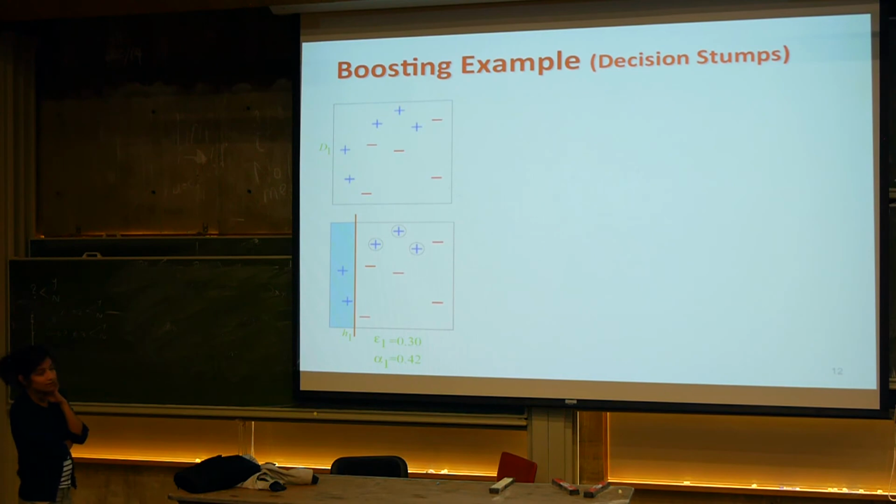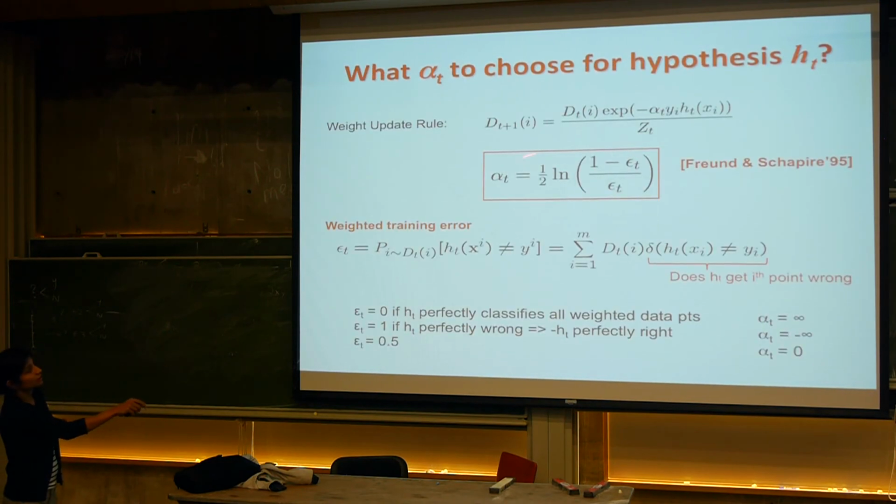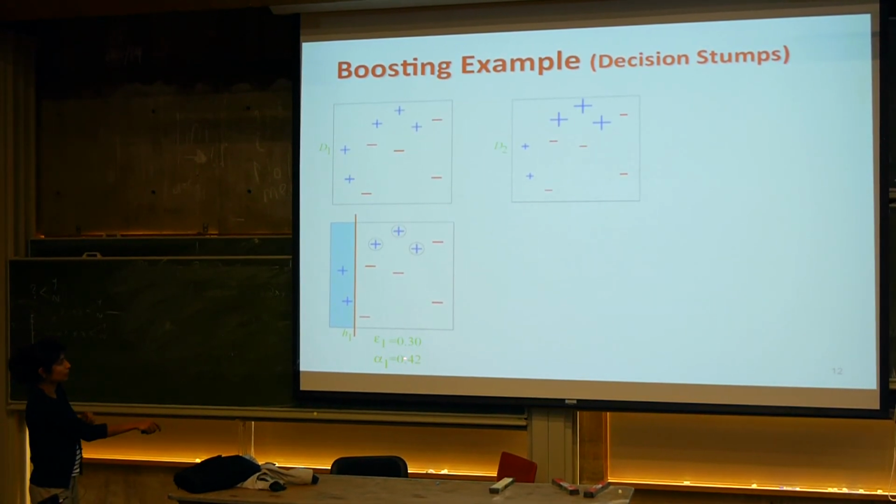So this is in fact the first weak learner you will learn, and it has an error rate on the weighted training data. So the weights are now equal. So you make a mistake on 3 out of 10. So you have epsilon 1 of 0.3, weighted training error of 0.3, right? And you use that epsilon, you plug it into this formula and get a corresponding alpha. So in this case, it turns out to be 0.42.